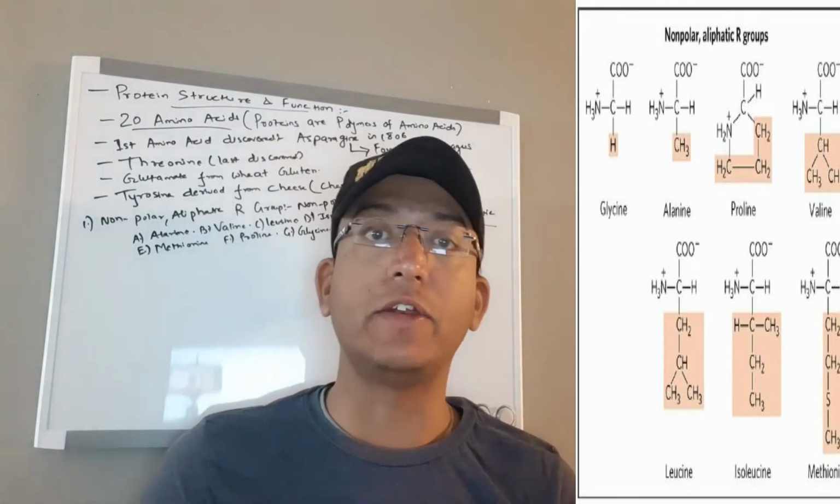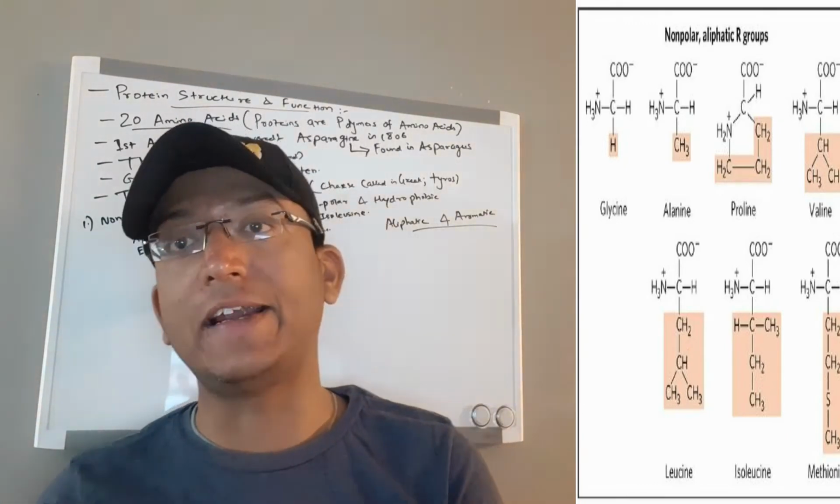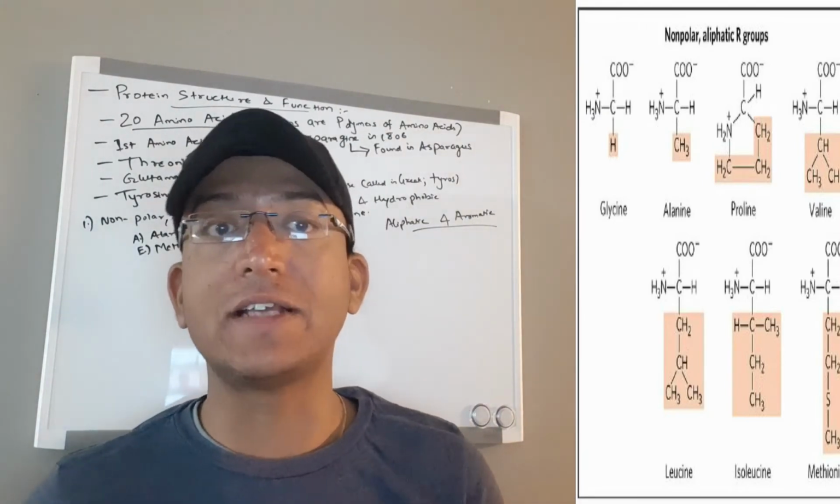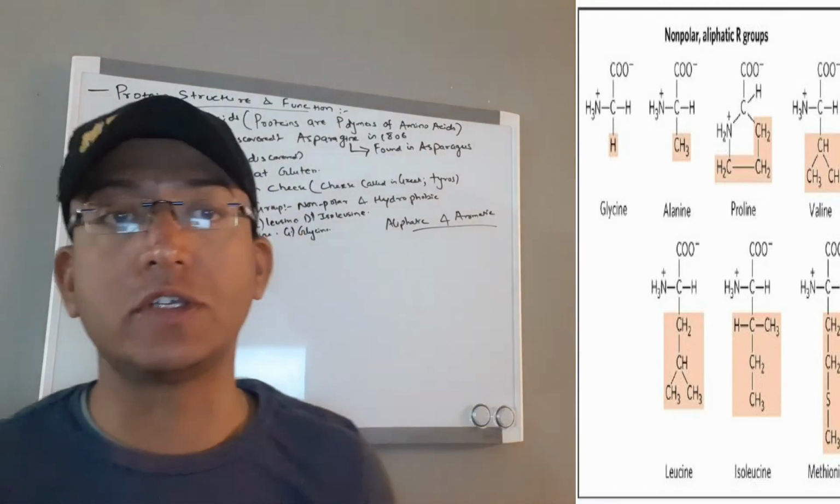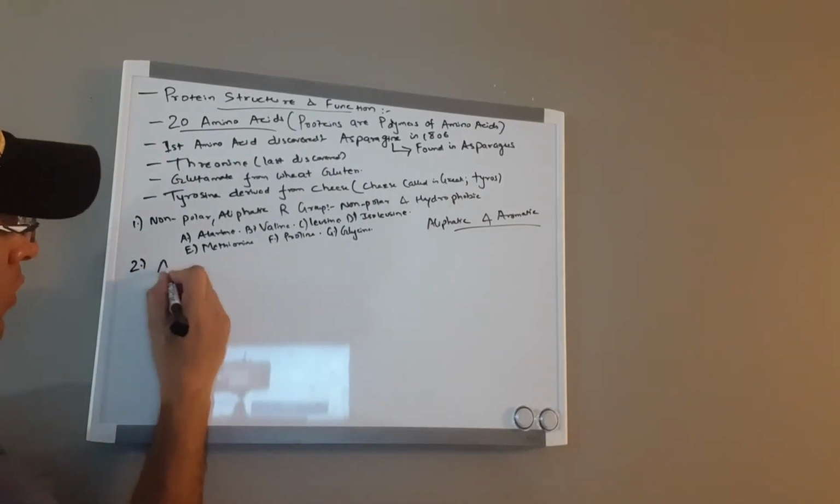Methionine is one of the two sulfur-containing amino acids, with a slightly non-polar thioether group in its side chain. Proline has an aliphatic side chain with a distinctive cyclic structure that you can see here. So the first class is non-polar aliphatic, and the next is the aromatic R group.